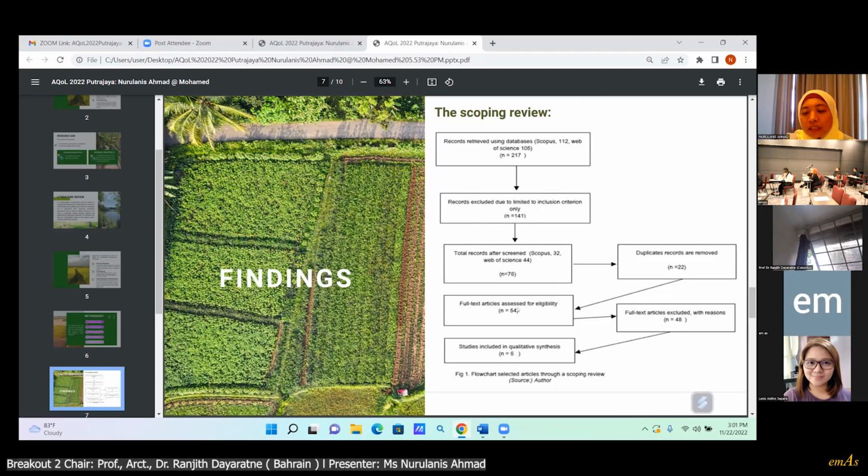From these 54 eligible articles, we still have to go through them manually to check whether they are really useful or related to our study in regards to agricultural land use. We remove some of the technical articles, and we only use about 6 articles to be analyzed and synthesized for our research study.